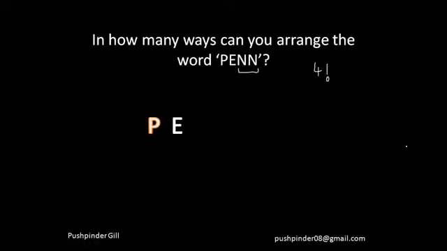So suppose this is one of the arrangements, P-E-N-N, and this is also one of the arrangements. Even if I flip these N's, the word remains the same, which means I have counted all these redundancies in this 4 factorial. So I have to remove that. In order to remove that, I have to remove all the possibilities in which this N has been mistaken for this N and this N for this N.